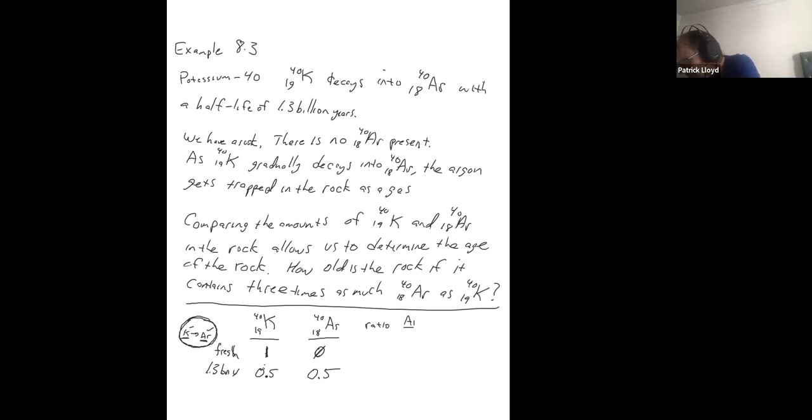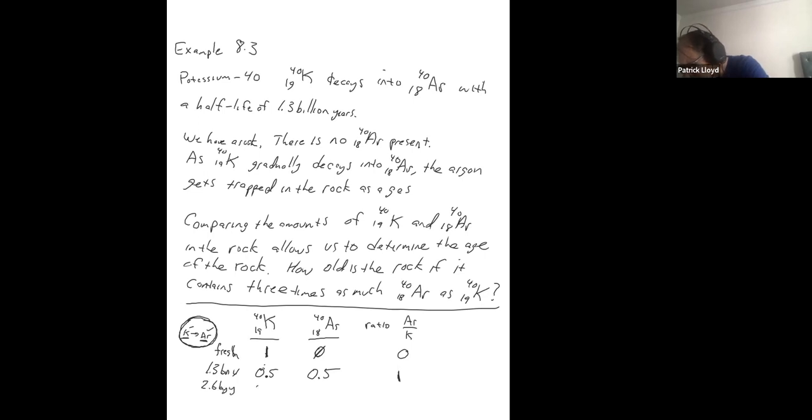Argon to potassium. So here it's 0. There isn't any argon at the beginning, but now the ratio is 1. Okay. Now let's go another 1.3 billion years. So now our total would be 2.6 billion years.